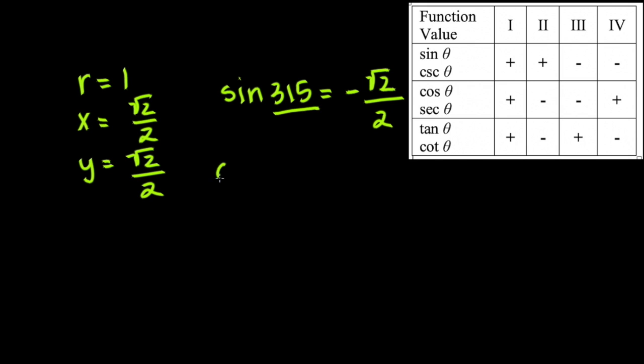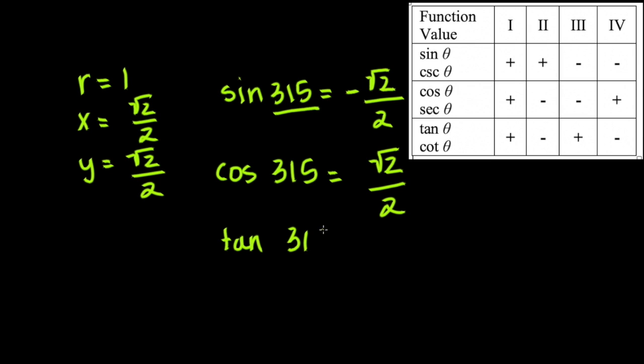The cosine of 315 is going to equal the square root of 2 divided by 2 also. The reason why this answer is positive is because when we look at our positive and negative chart, we can see that for cosine in the fourth quadrant, it is positive. The tangent of 315 is going to equal negative 1.